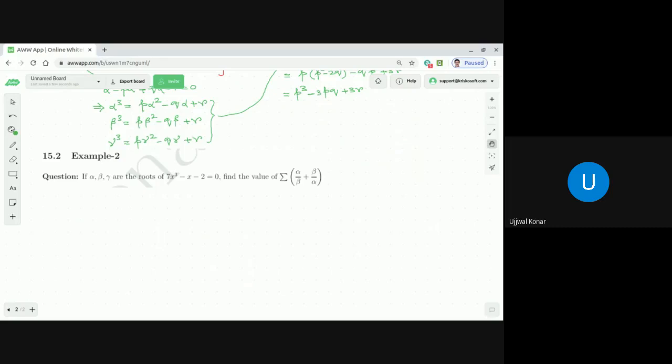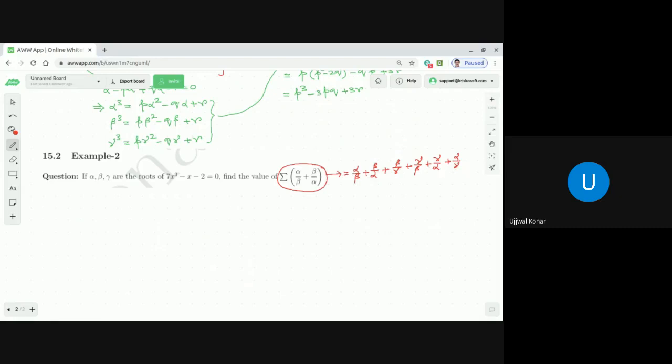As you are new to the sigma symbol, what it says, dear students, is this. Let me use a different color. This means you take all the combinations of alpha, beta, gamma. So literally this is equal to alpha by beta plus beta by alpha plus beta by gamma plus gamma by beta plus gamma by alpha plus alpha by gamma. It symbolically means this thing.